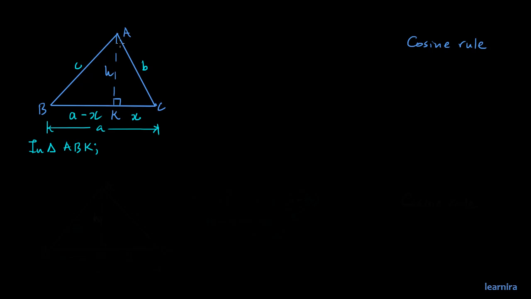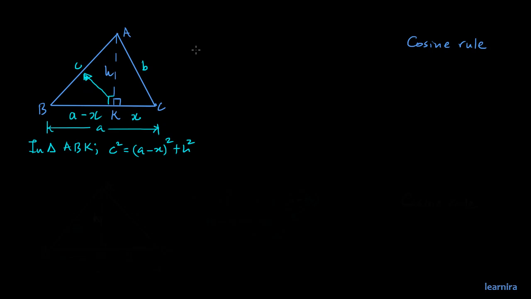Now, from this, we can just say in triangle ABK, that's this triangle ABK, we can use the Pythagoras theorem, which says that the hypotenuse squared of any right angle triangle is equal to the sum of the squares of the two other sides. The hypotenuse here, this is 90 degrees here, is this side AB, which is c. So we'll say c squared is equal to the sum of the squares of the two other sides, which would be (a minus x) squared plus h squared.